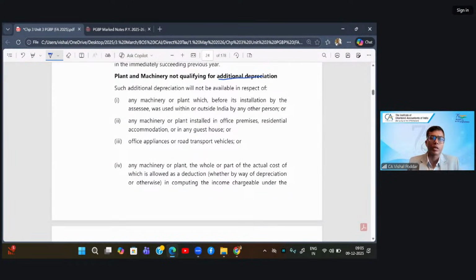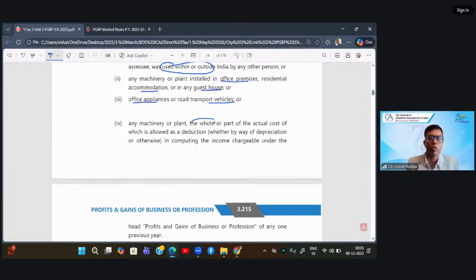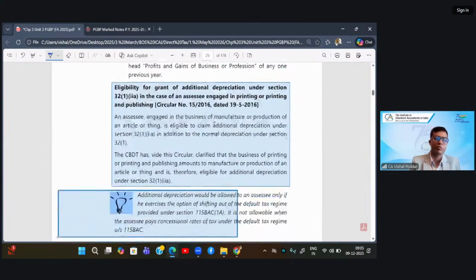Now, additional depreciation is not allowed where the plant and machinery was already used, or where it is not used in production, like when it is used in office premises, residential accommodation, guest houses, or if it is office appliances or vehicles. Further, it is not allowed where the whole of the cost is allowed as deduction, that is, where 100% deduction is allowed.